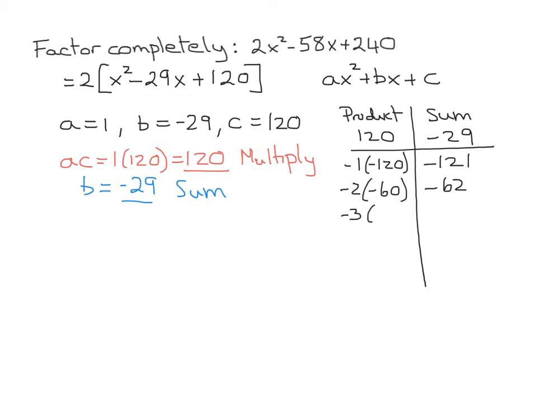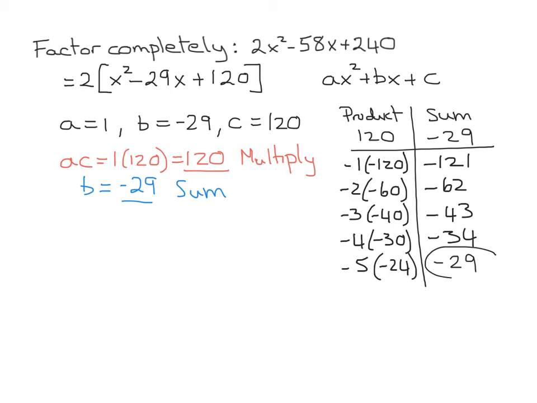Negative 3 times negative 40 is 120. That adds up to negative 43. Negative 4 times negative 30: 4 goes into 120 30 times. That adds up to negative 34, getting closer. Does 5 go into 120? Yes, 5 goes into 120 24 times. So negative 5 times negative 24 is positive 120. And guess what? Those add up to the sum that I'm looking for.